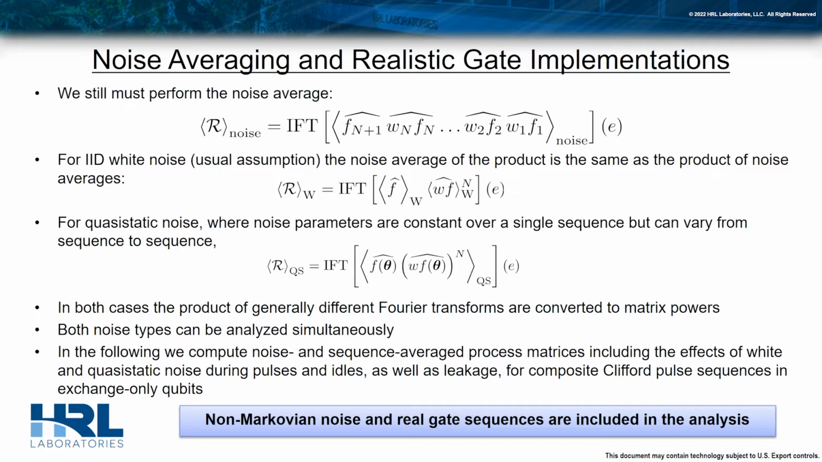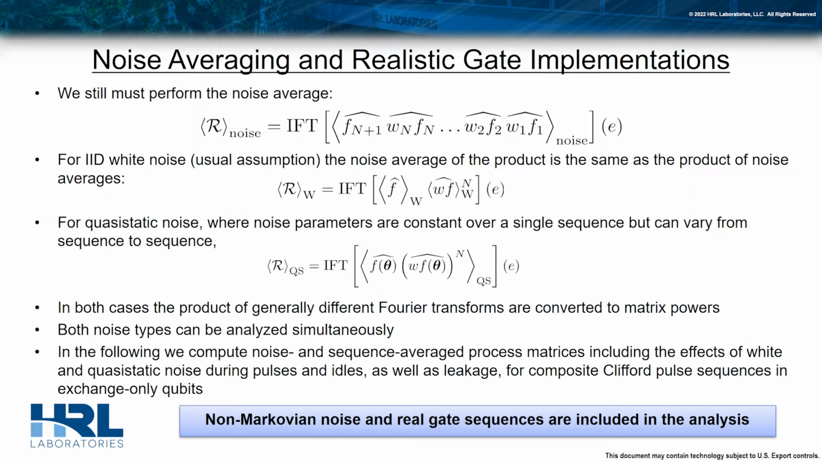Now we noise average the RB process matrix. We can move the noise average under the inverse Fourier transform and do the averaging in the Fourier domain. The key observation here is that for both white and quasi-static noise, the product of Fourier transforms collapses into a power. In the white noise case, the individual averages of each Fourier transform are all the same.